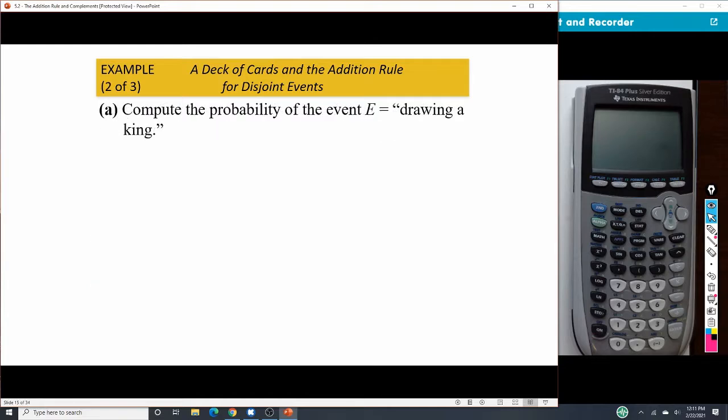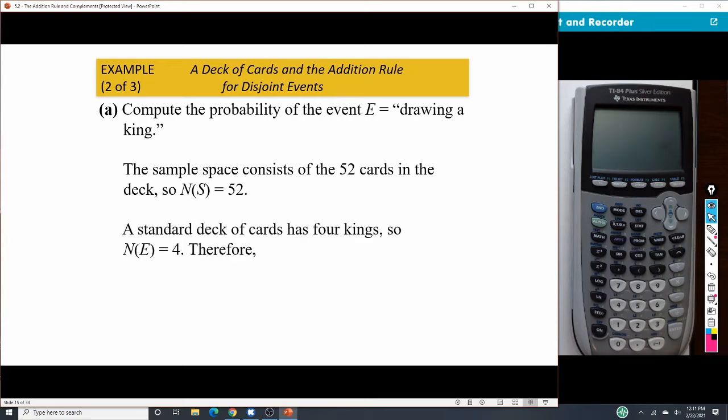All right, so we want to compute the probability of drawing a king. We know there are 52 cards, and 4 of those cards are kings. So therefore, it's 4 out of 52, or 1 over 13. And again, we could just plug that in our calculator and get that division for a decimal.